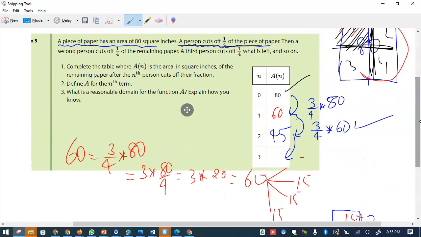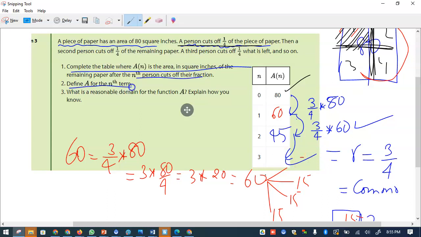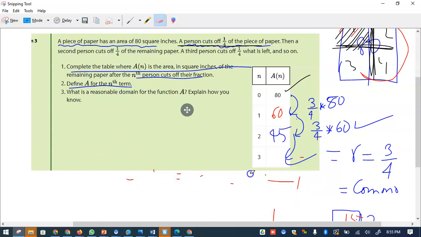So we understood the growth factor, which is R here, is 3/4, which is also called a common ratio. The question is you are supposed to complete the table, and that's what we did, and you're supposed to do the next one yourself. What is the nth term? So now we can write the nth term. So how do I write the nth? Remember, this starts with 0 here.